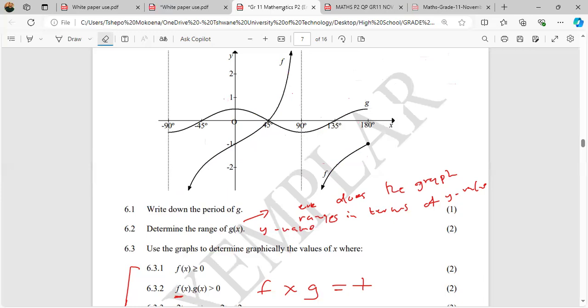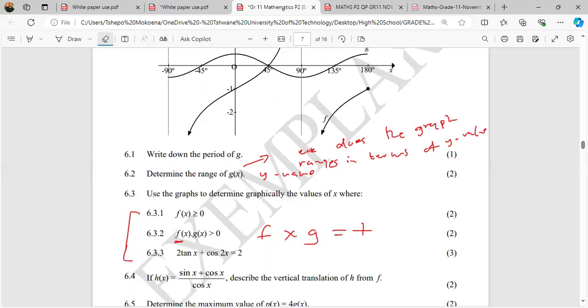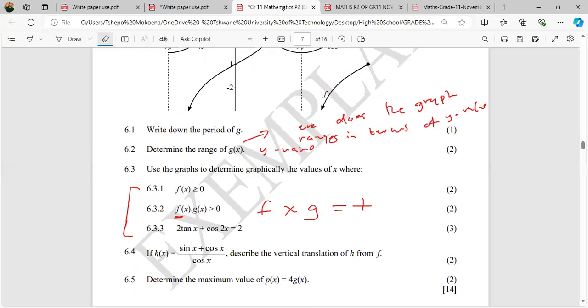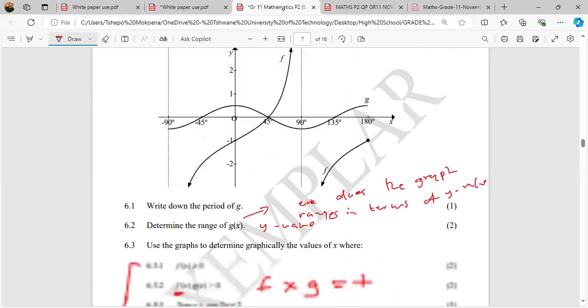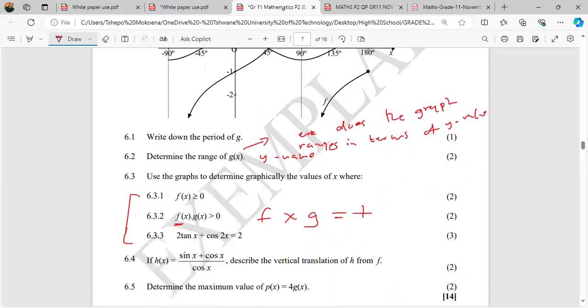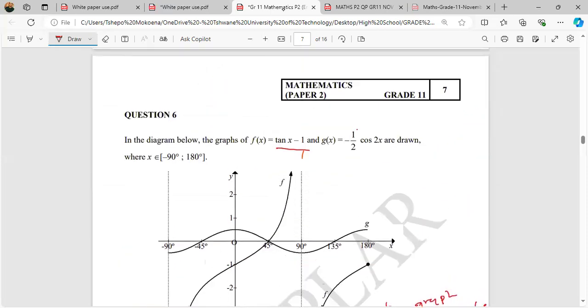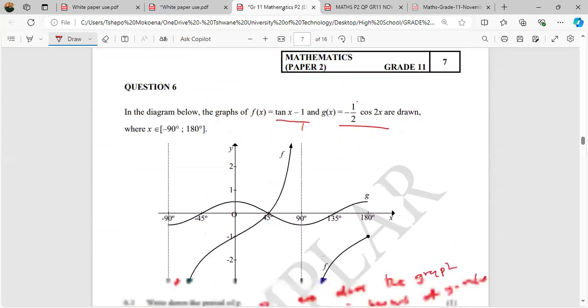So now we move to what? 6.3.2. Now look at 6.3.2. This one is a little bit tricky. No, it's not, because it's what we are looking at. They say use the graph, but the question is, where do we have 2 tan x? Our function there is tan x minus 1. But we have 2 tan x. What? And then cos 2x. Okay, let's go check. We have negative 1 over 2 cos 2x. These are new graphs. No, they are not.